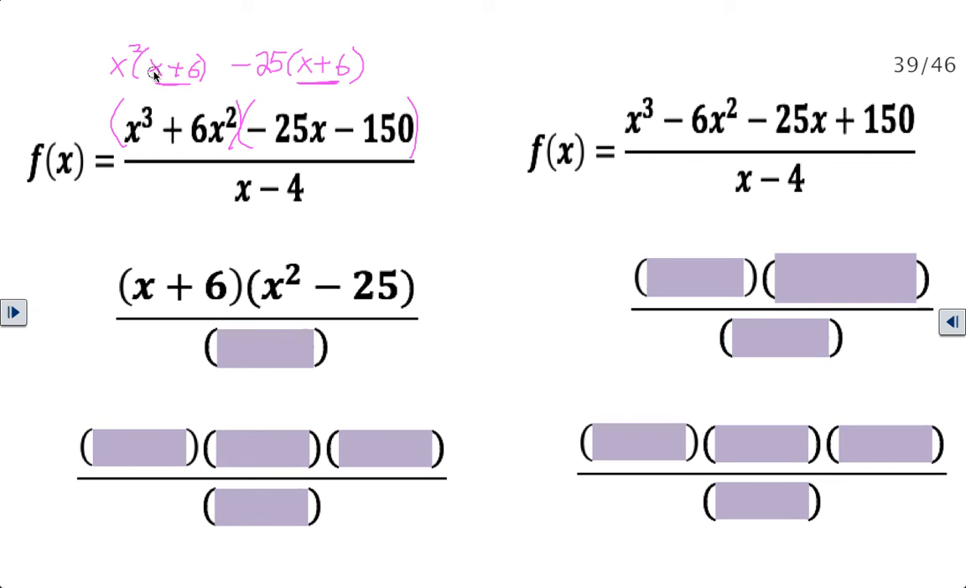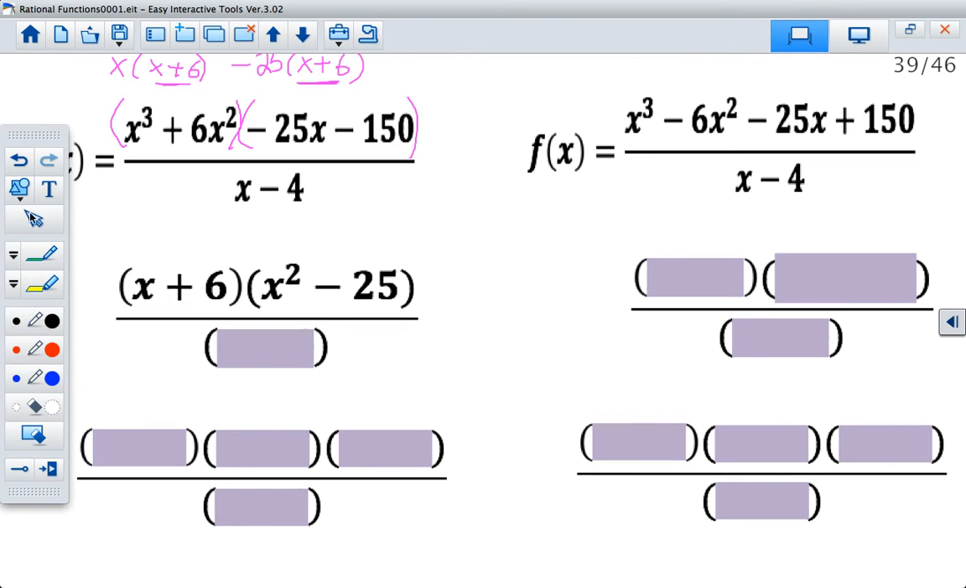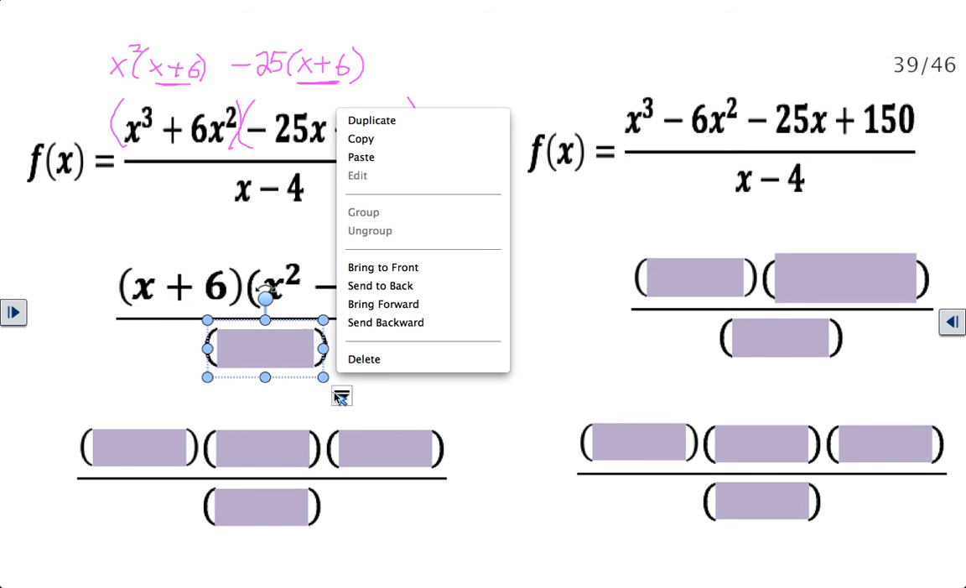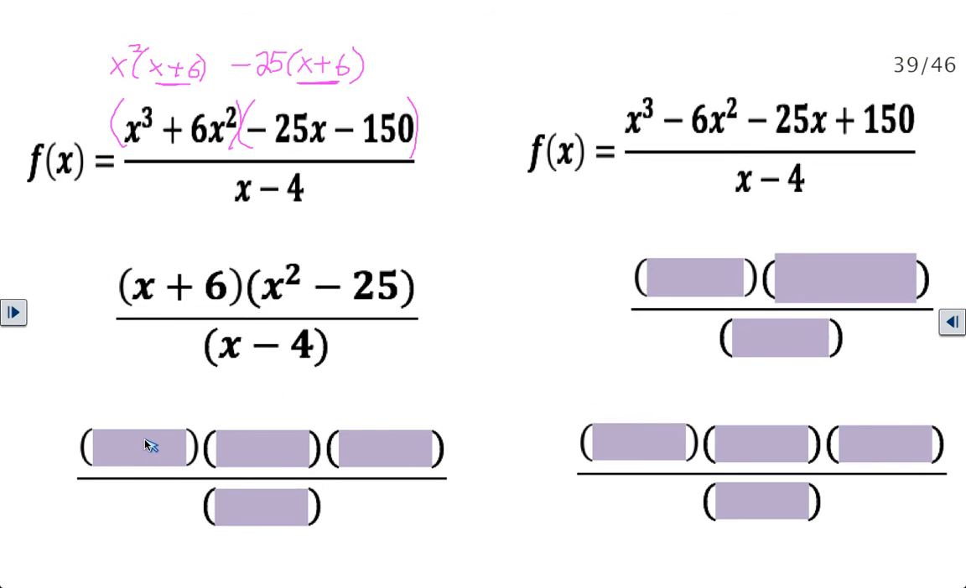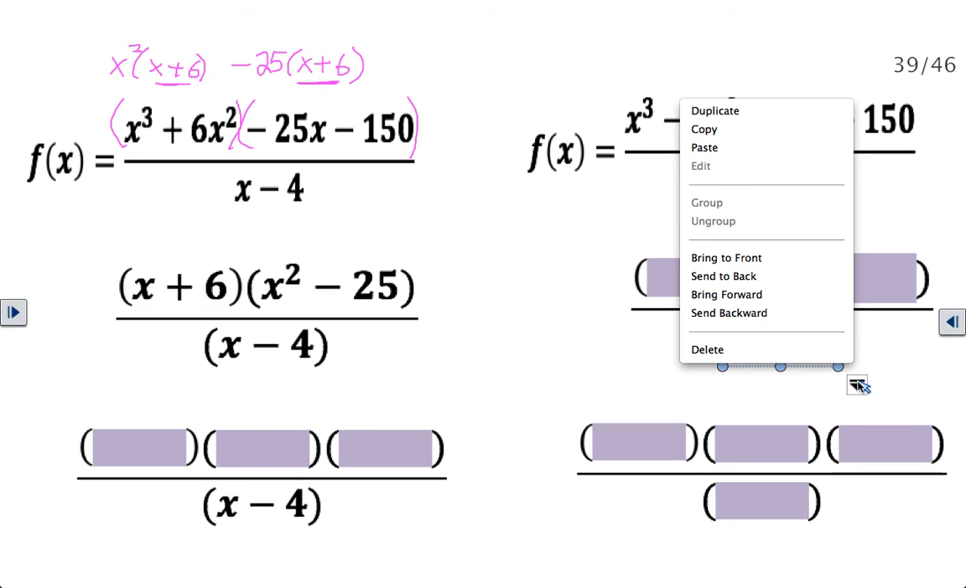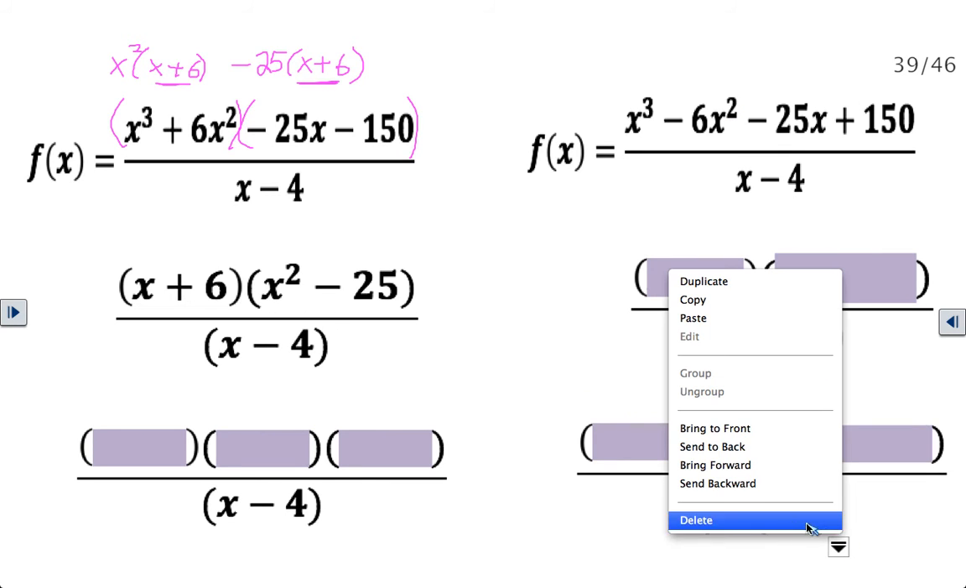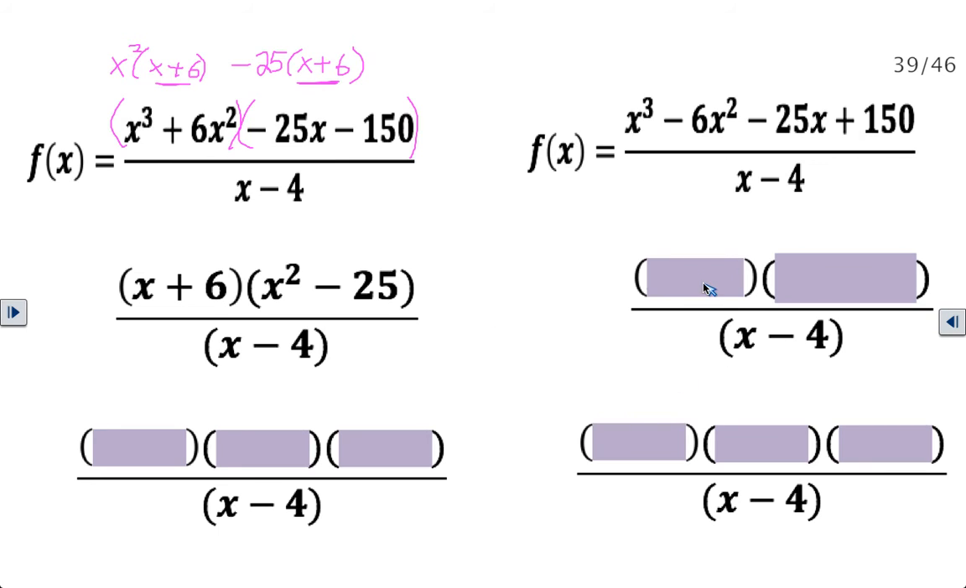Now on both of these terms, I can factor out an x plus 6, and I'm left with the factors x plus 6 times x squared minus 25. In the denominator, you're just stuck with x minus 4. You can't factor that anymore. Sorry, I'm confusing denominator and numerator. The denominators are all going to just be x minus 4 for both of these equations, and you can't factor the denominator anymore.